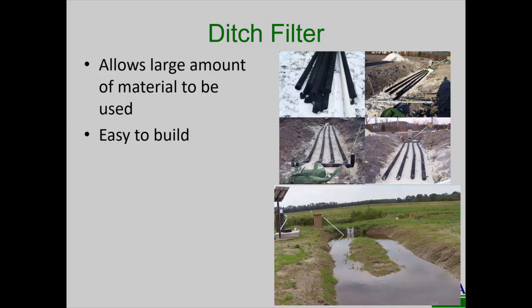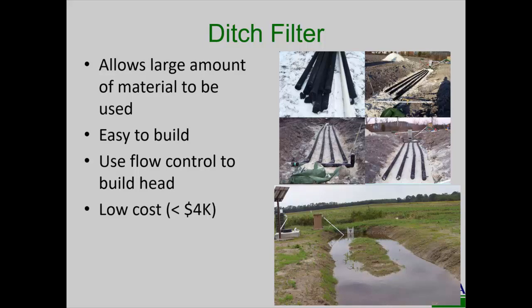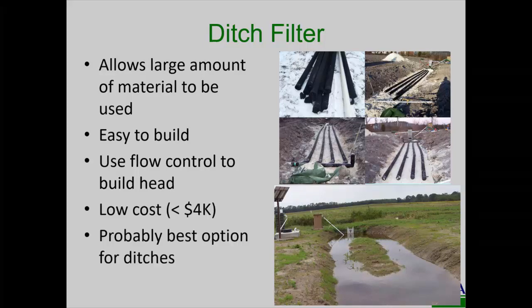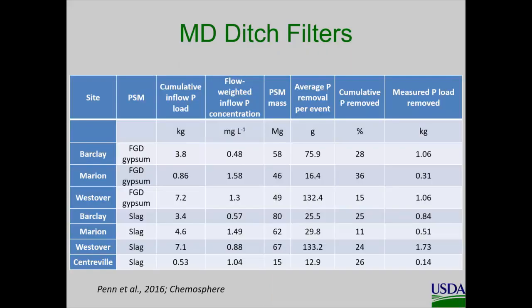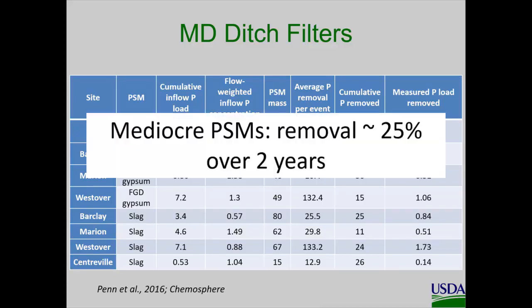After it's built, you see the water flows down that ditch, gathers on top of the PSM, flows down through it into that drainage pipe at the bottom, takes it around to another ditch. Very easy to build and fairly low cost, less than $4,000. Works great for ditches. Surface water works good for some of the materials we were using that worked okay for surface water. We monitored several of these. We used a fairly mediocre PSM. We used a highly sieved slag material. This is work we did with Josh McGrath when he was still at University of Maryland.